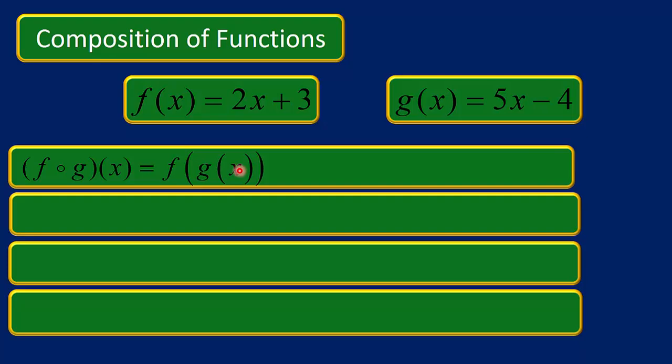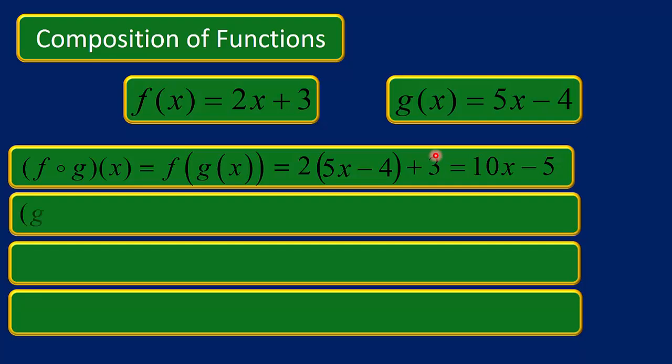So how would we evaluate this? Well, we take the 2x plus 3, except notice I left a blank there where the x was. And I'm going to put in the 5x minus 4. See, I'm going to put in the g function right there. There it is, 5x minus 4. And then just use a little bit of basic algebra. That would be 10x minus 8 plus 3. So 10x minus 5.